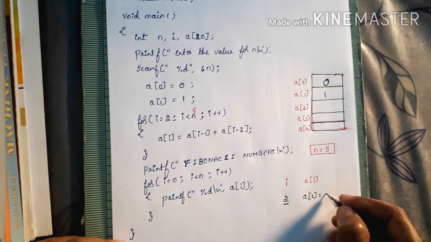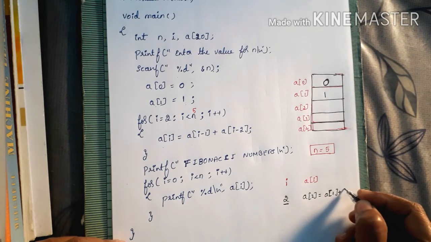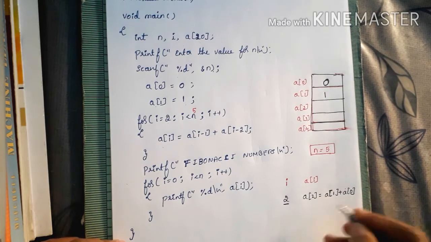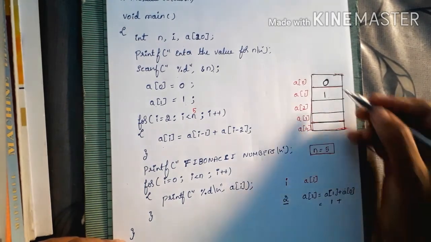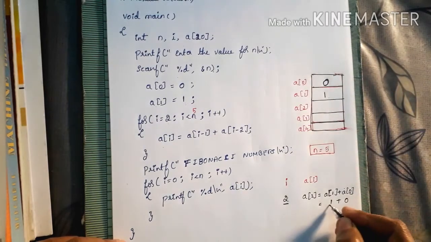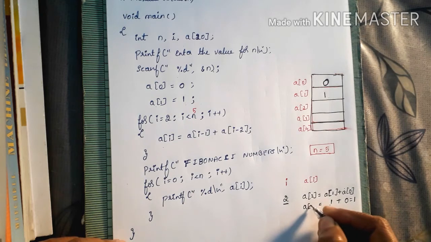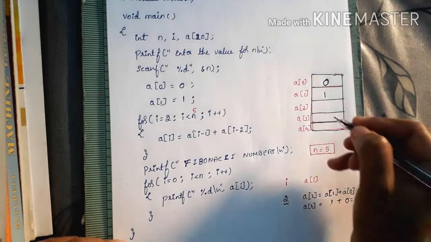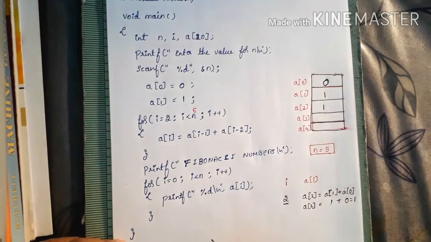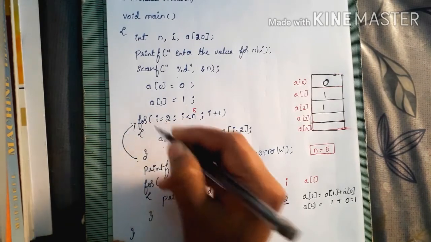A of I minus 1 means A of 2 minus 1, which is A of 1, whose value is 1, plus A of I minus 2, that is A of 2 minus 2, which is A of 0, whose value is 0. 1 plus 0 is 1, and that gets stored back to the array element A of 2. 1 is stored back in the element A of 2. Next, end for. End for means control returns back to the for loop.